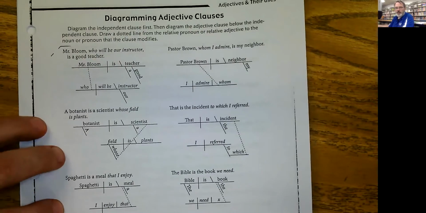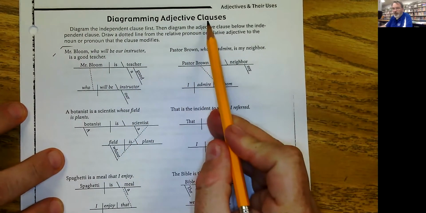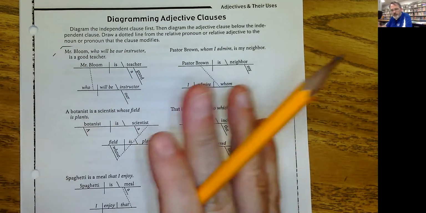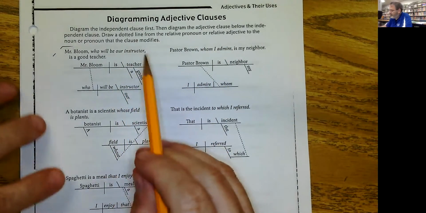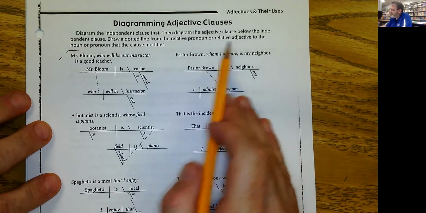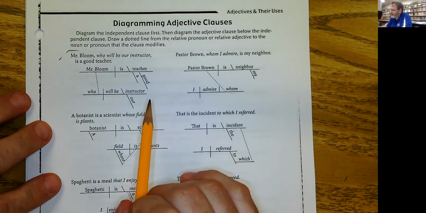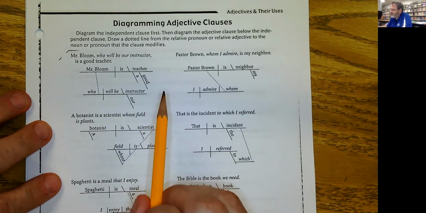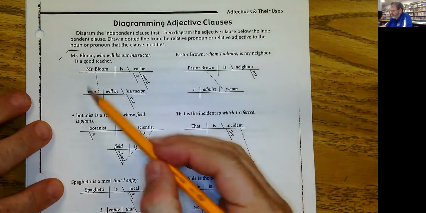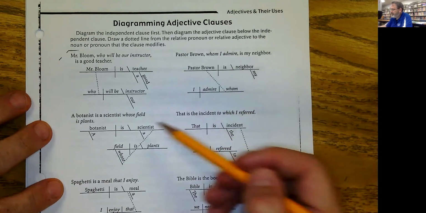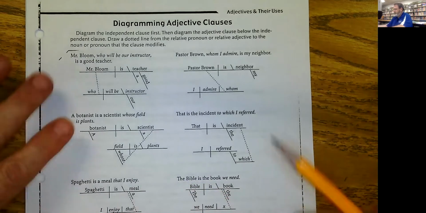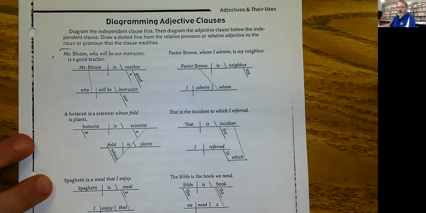Okay, so there's lots of examples, and then just six diagrams to do. Let's start at the top. Diagramming adjective clauses. Diagram the independent clause first, just the sentence, the main part that can stand alone. Diagram it first, then diagram the adjective clause below the independent clause and draw a dotted line from the relative pronoun or relative adjective to the noun or pronoun that the clause modifies. Now, there's several examples here. I think the best way for us to do this is to actually do the diagramming, and then we'll refer to the one that we need to use.